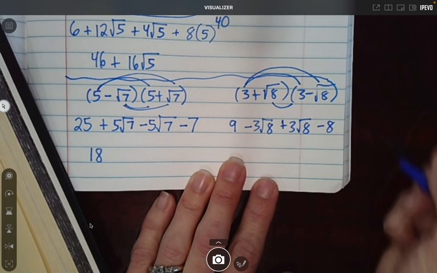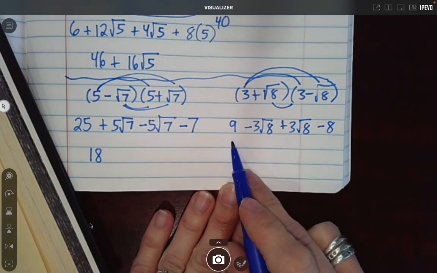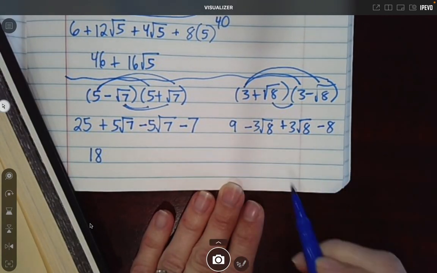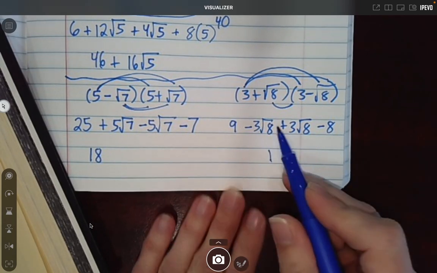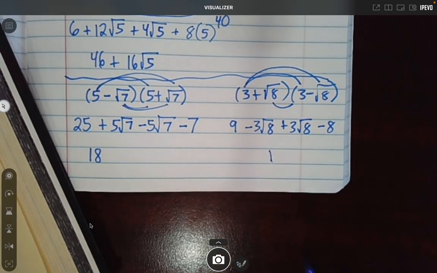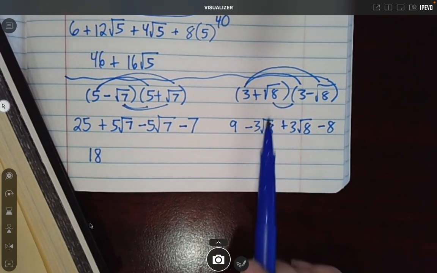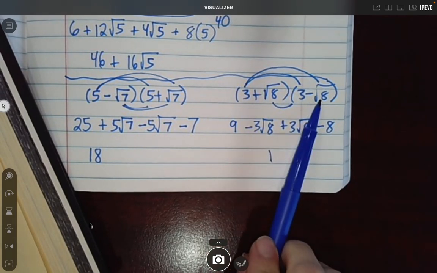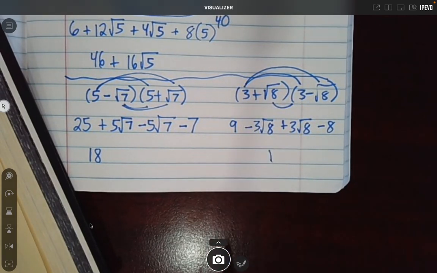Negative 8. So what is 9 minus 8? 1. And then that negative 3 square root of 8 plus 3 square root of 8 cancels out. So do I need to explain any of that again, where any of those numbers came from? Does everybody know where negative 3 square root of 8 and positive 3 square root of 8 came from? It was from that and this, okay?